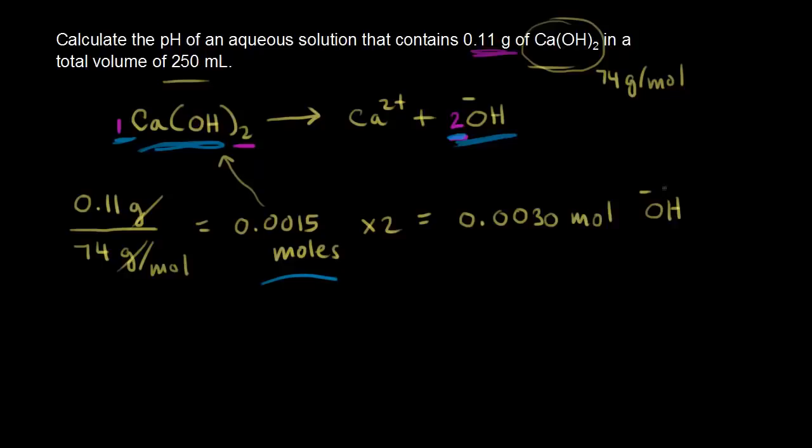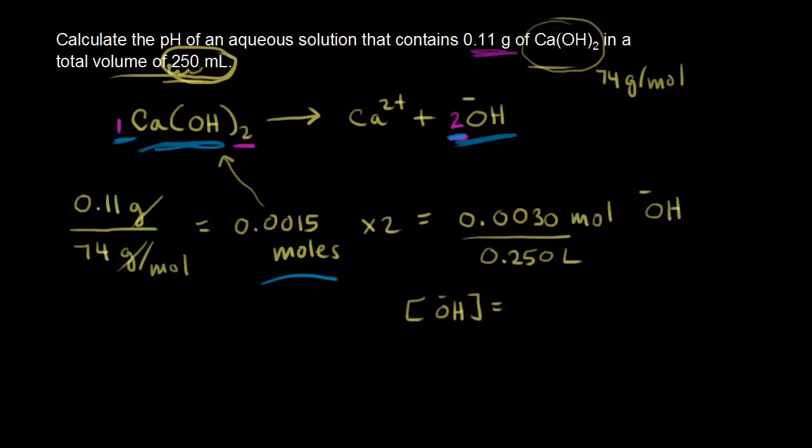All right, so let's figure out the concentration of hydroxide ions in our solution. And concentration would be moles over liters of solution. So our total volume is 250 milliliters. So we convert 250 milliliters into liters, and that would just be 0.25 liters. So 0.0030 divided by 0.250 liters is going to give us the concentration of hydroxide ions.